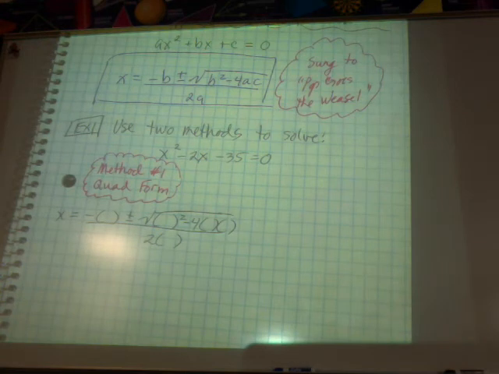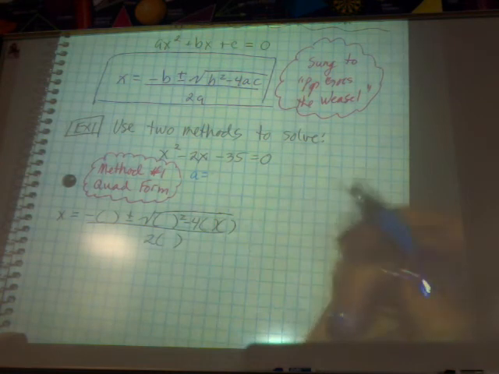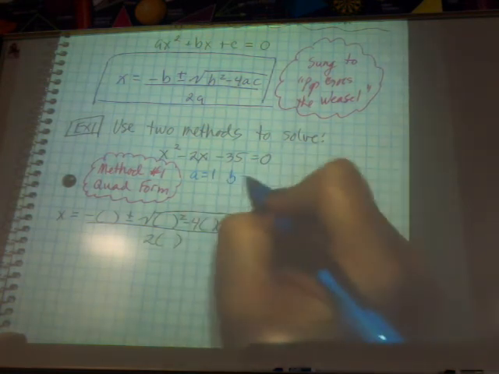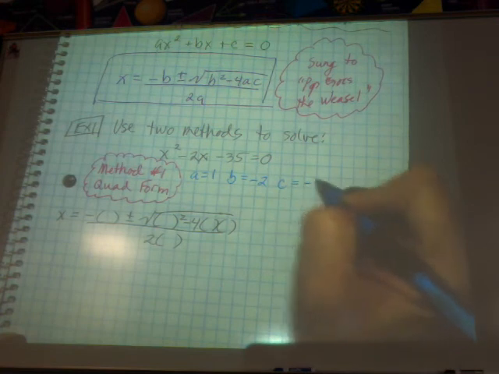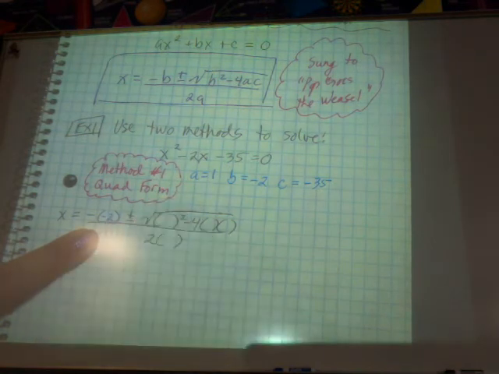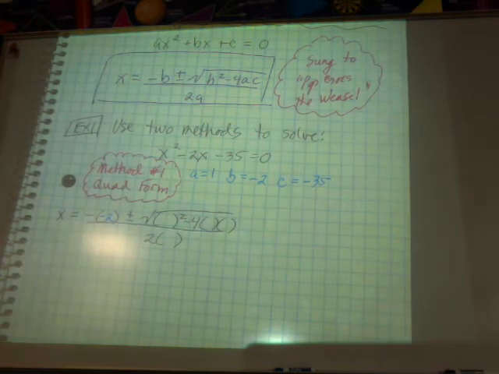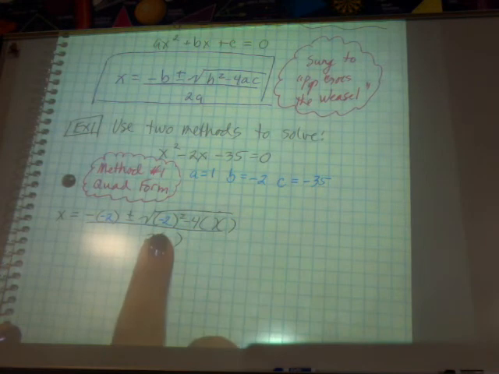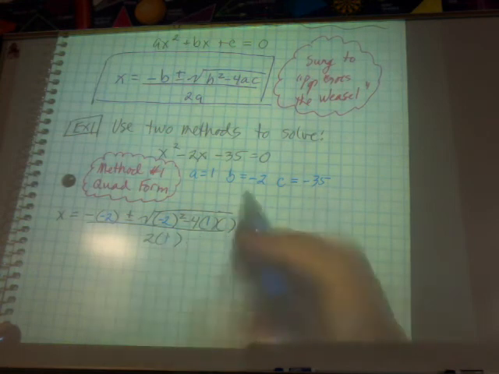So let's talk about what is A, B, and C. Before I can use this, what's A? 1. What's B? -2. And what's C? -35. So in B, I'm going to put in a -2. If you don't use your substitution parentheses, a lot of times I get just a -2 here, not the opposite of -2, and so it'll mess up your sign. So be careful. And a -2 goes here also. Then this is A and this is A, so a 1 goes here and here. And then C is -35.